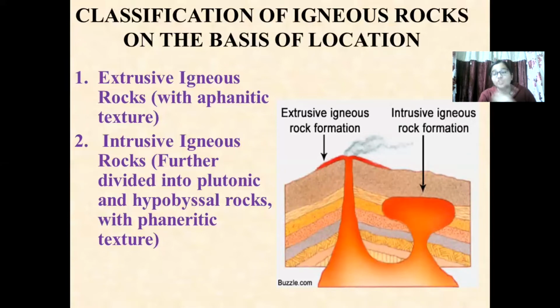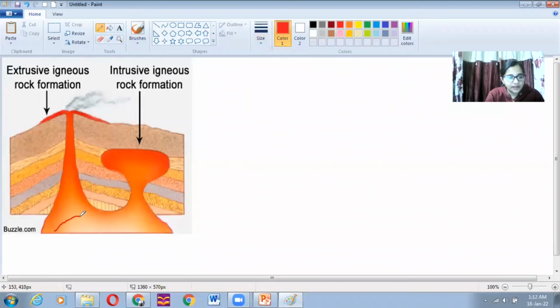ठीक है? अभी like you came across two words, acid and basic igneous rocks, on the basis of the silica composition, or most importantly on the basis of the chemical composition. यहाँ पे आ रहा है on the basis of location. जैसे मैंने आपको बताया, intrusive igneous rocks में आपको दो और words मिलेंगे, plutonic और hypobasal. I'll share this screen.